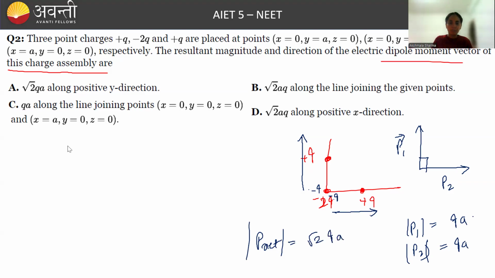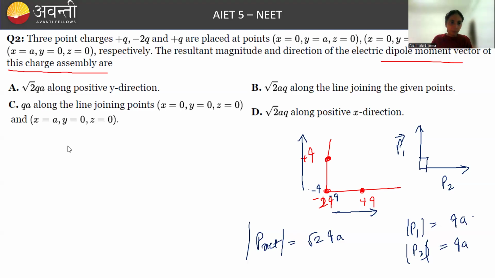And I don't need to write the formula. It's a very simple thing. So this is this. So resultant dipole moment will be what? √2QA. Now let's deal with the direction. So if you are going to add P1 plus P2, or P2 plus P1, both are commutative. Vector addition is commutative, so we can do either things.